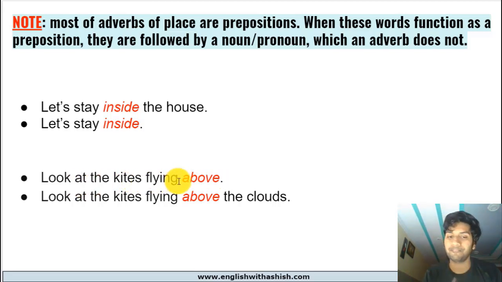Look at the kites flying above the clouds. Above what? Above the clouds. So it's working as a preposition here, showing a relation between two nouns, kites and clouds. Kites above the clouds. But in the first example, it's working as an adverb. Most people do not understand this. These words work as prepositions when they're followed by a noun or a pronoun.